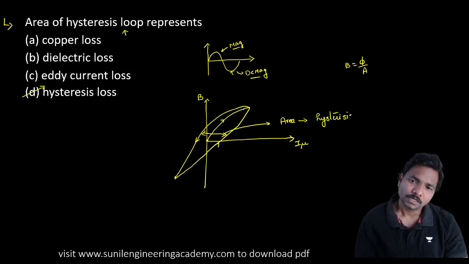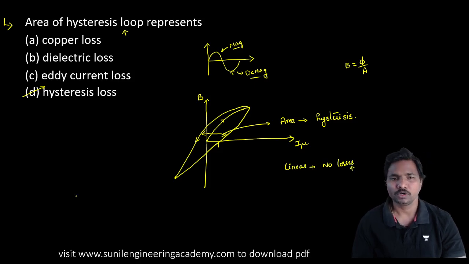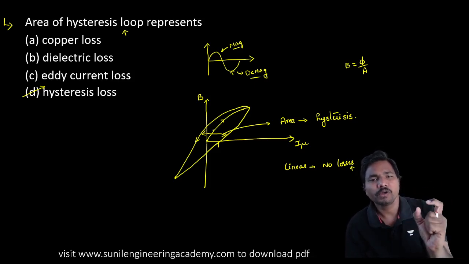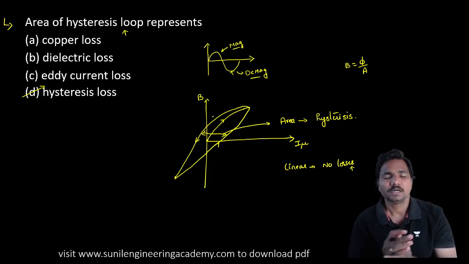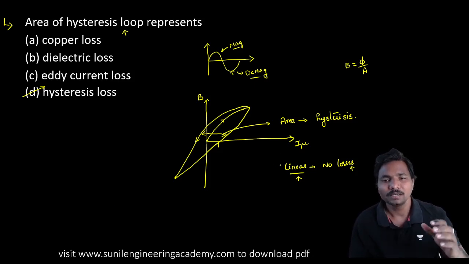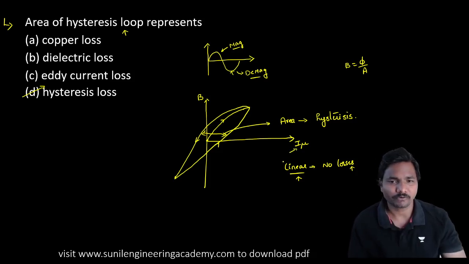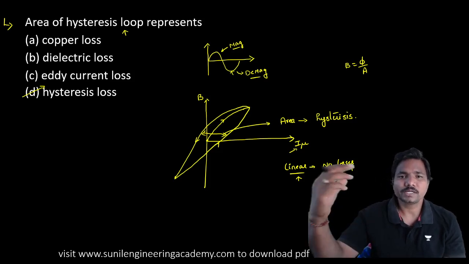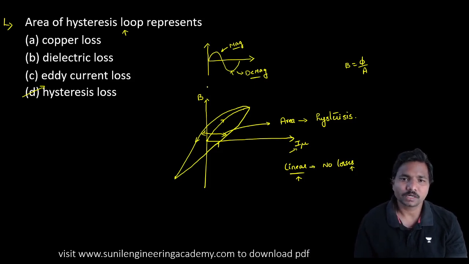For example, if the curve is linear, there is no loop, then no losses. If you want a linear curve, we have to replace the magnetic core with an air core. That means we don't take any iron materials; instead we transfer the flux directly through the air. In that case, we get the linear curve. But due to that, we have to give more magnetizing current and the power factor is less. Those are the consequences. So we take the magnetic core to reduce the reluctance, to transfer more flux through it. For that purpose, if you give AC supply, you get the hysteresis loop, which represents hysteresis losses.